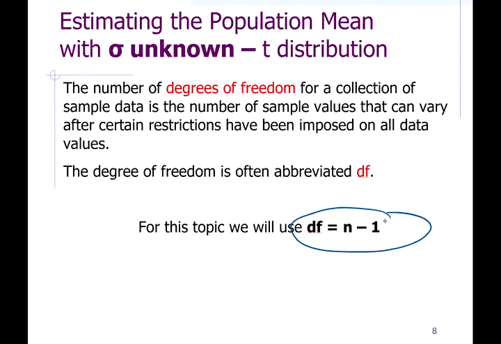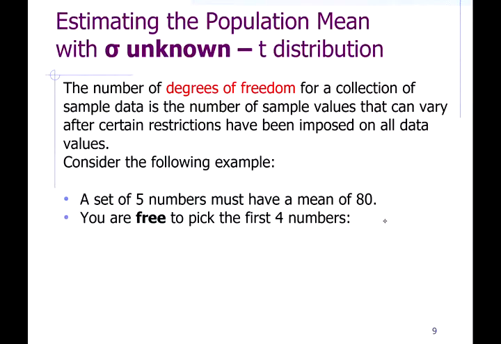Now, I'm going to give a quick example to explain what I mean by freedom here. Let's say you have a set of 5 numbers, 1, 2, 3, 4, 5. And when you average them out, the average must be 80.